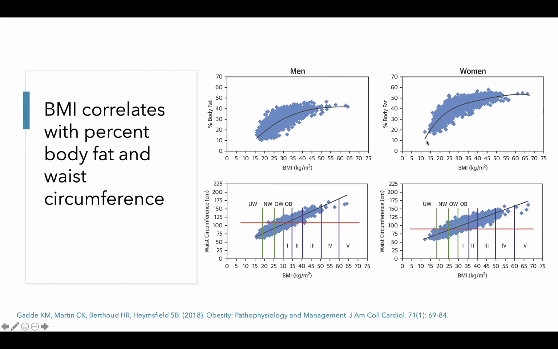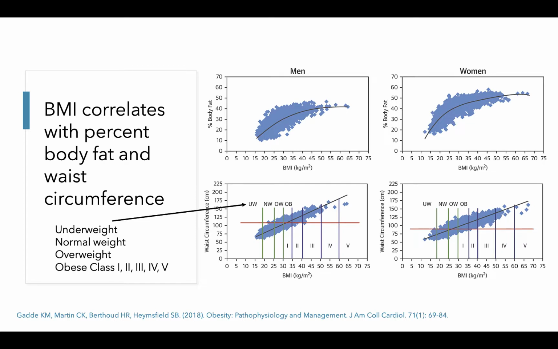This association is similar for women, where as BMI increases, percent body fat also increases and levels off at the highest BMIs. These graphs here represent associations between BMI on the x-axis and measured waist circumference on the y-axis. Note that these acronyms represent the BMI classifications of underweight, normal weight, overweight, and obese, class 1, 2, 3, 4, or 5, which represents different severities of obesity.